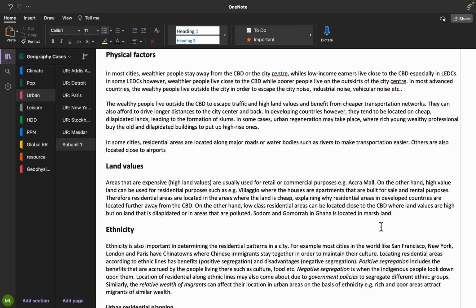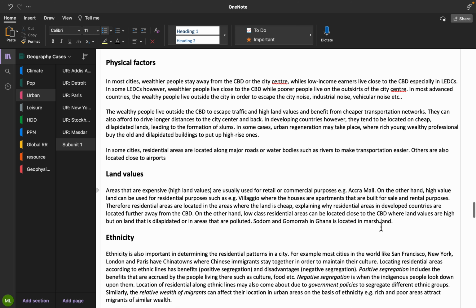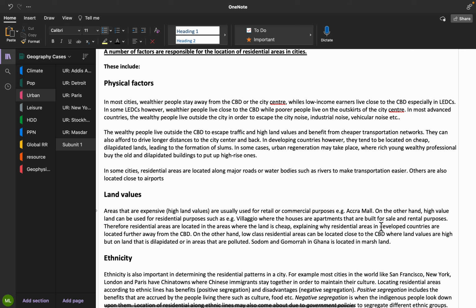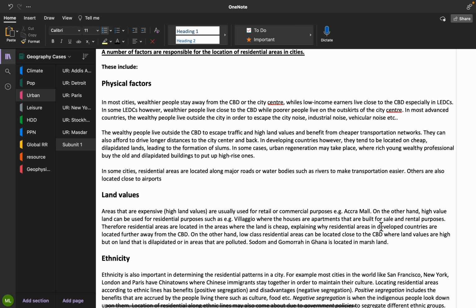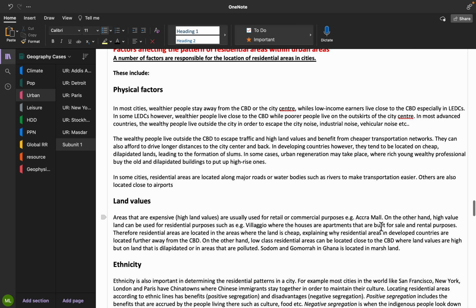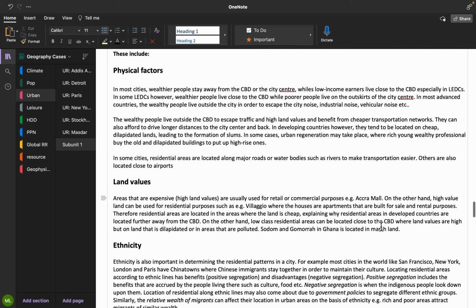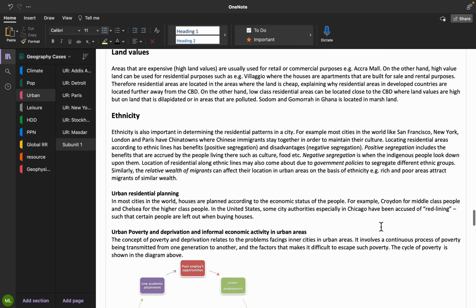And another one, again, is land values. It's always about money. If it's more expensive, people won't buy the area. It's really expensive. But high income earners might be more adept at purchasing an area with high land values. But people that don't have money won't purchase anything with high land values.